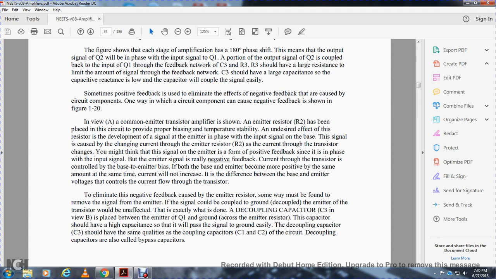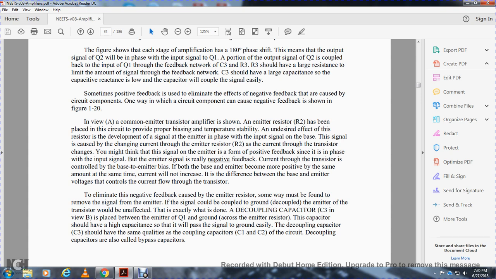You might think the signal at the emitter is a form of positive feedback, since it is in phase with the input signal. But it is negative feedback, because the current through the transistor is controlled by the base-emitter bias. Both the base and the emitter become positive by the same amount, but at the same time the current will not increase, because it is the difference between the base and emitter voltage that controls the current flow of the transistor. To eliminate the negative feedback of the emitter resistor, some way must be found to remove the signal from the emitter.